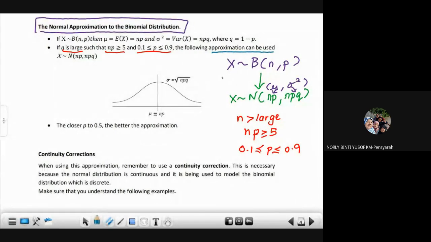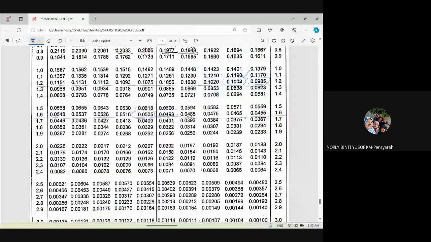So this is called approximation binomial to normal. So bila ada approximation binomial to normal, so maksudnya wajib must do continuity correction.